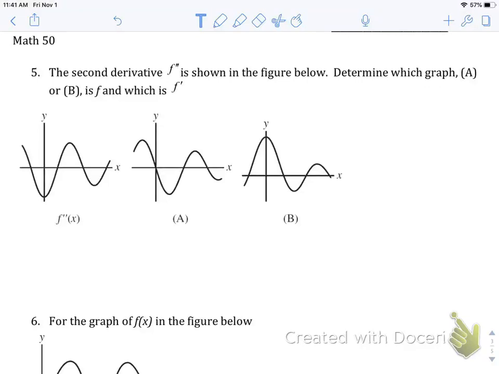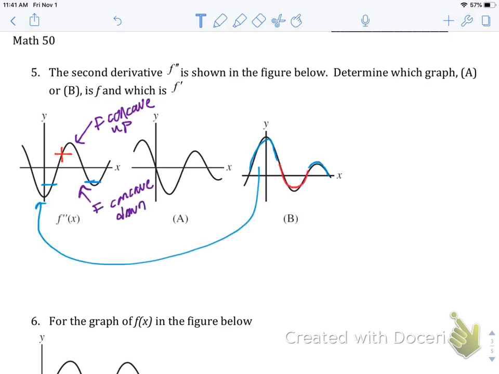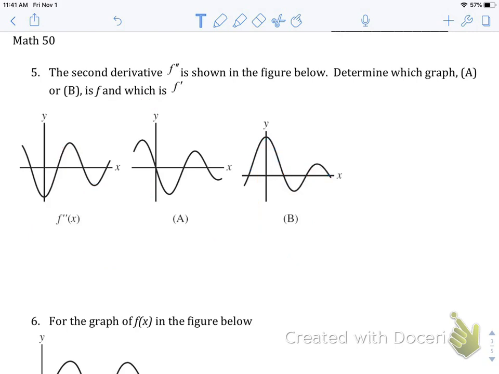Here's a look at page 3 of the review, starting with number 5. So the difficulty of this one is it's asking you to take the graph. Sorry, I got a little ahead of myself there. Let's back that up just a second. Second derivative, f double prime, is shown in the figure below. It's the far left one.